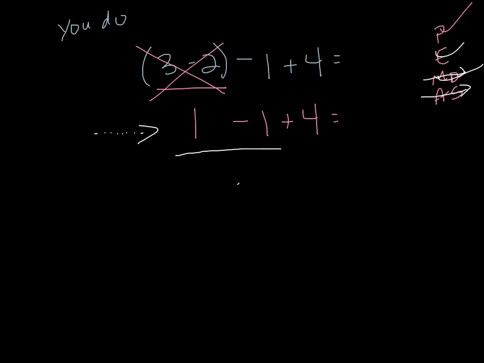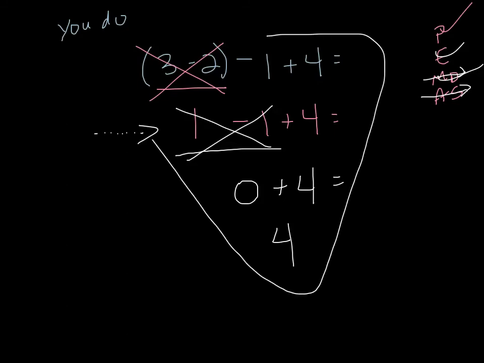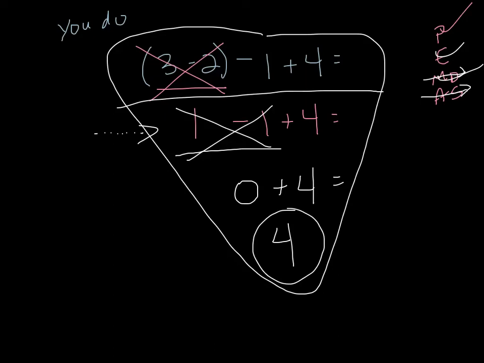1 take away 1 is 0. Cross off what you did, bring down what you didn't, and then 0 plus 4 is 4. If you did it the opposite way, make sure you erase it and fix it in your notes so that it's done correctly in your notes. Look at that pretty pizza math. Pizza, there's the crust, there's the pepperoni.